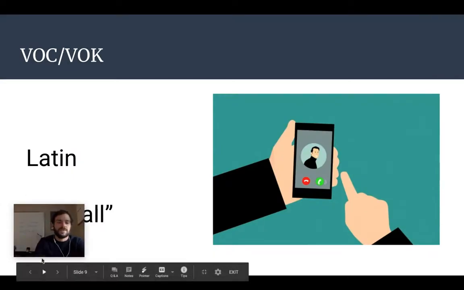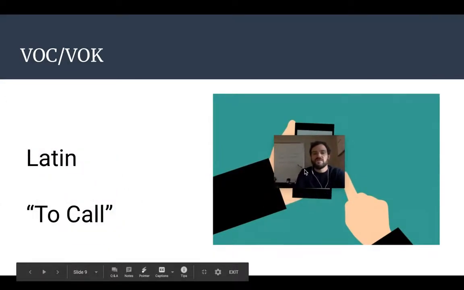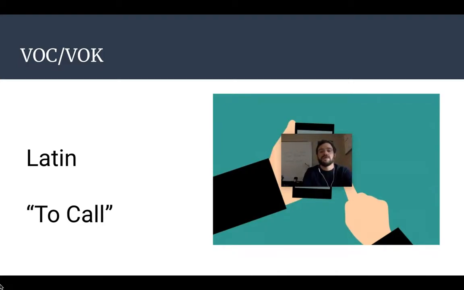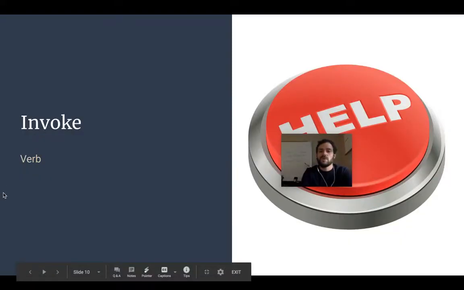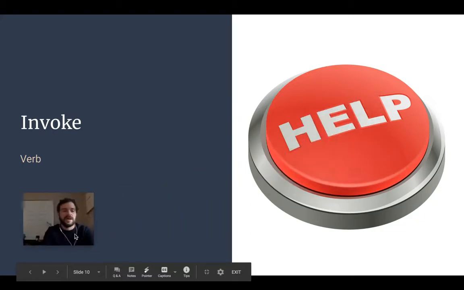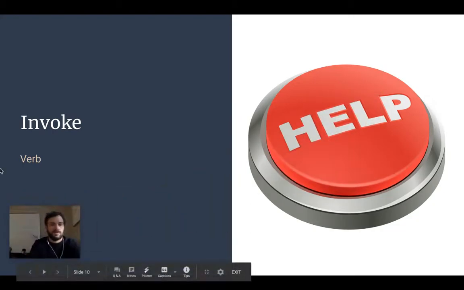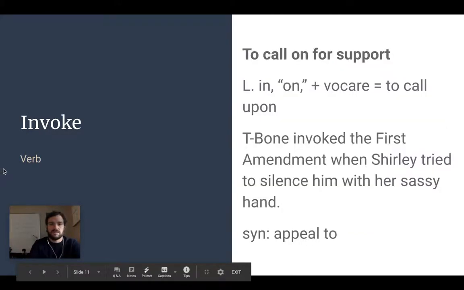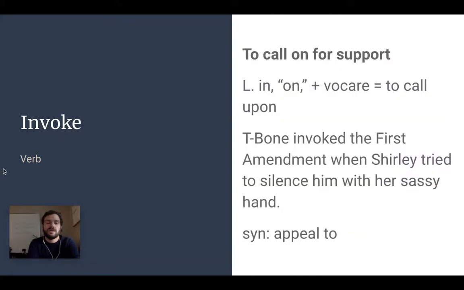Next root word, we're talking vos or voc, and it is from Latin as well, and it means to call. Next vocab word is actually going to be invoke. I could hit my help button to invoke some assistance. Invoke actually means to call on for support. Comes from the Latin in plus vocare, to call upon. So I'm calling for support.